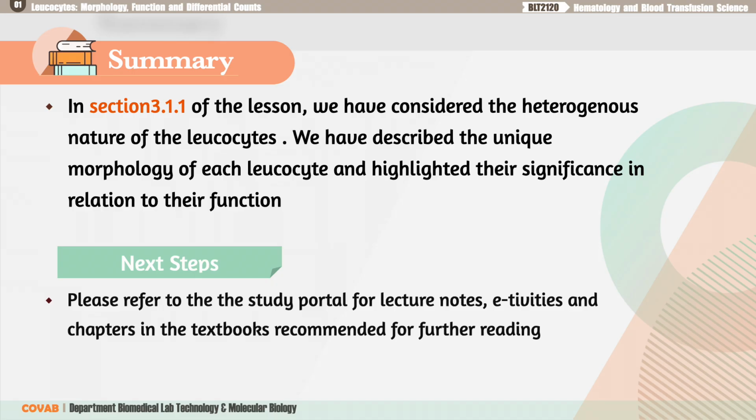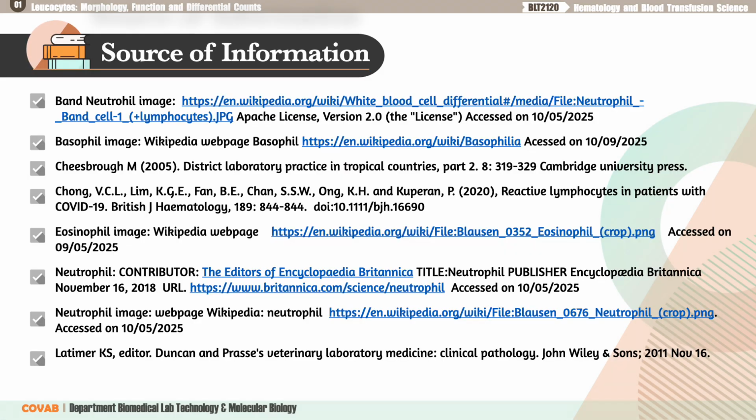In summary, in this section 3.11 of the lesson, we have considered the heterogeneous nature of the leukocytes. We have described the unique morphology of each leukocyte and highlighted their significance in relation to the function. The next steps: refer to the study portal for the lecture notes, the e-activities therein, and the chapters in the textbooks that we have recommended to you for further reading. This is our source of information.